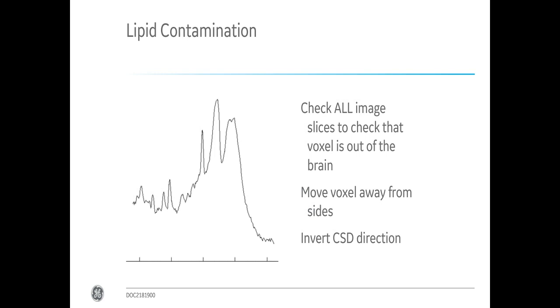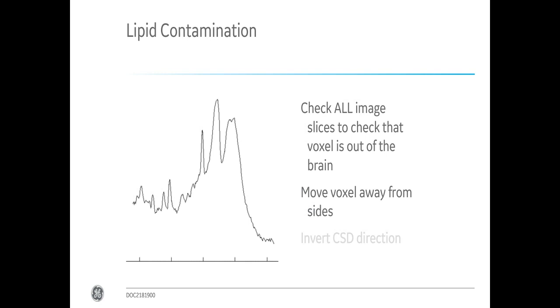There are some ways to then move the voxel slightly away from the skull. I'll show you an example. On some scanner platforms, you could also invert what we call the chemical shift displacement direction. I don't want to go into too much detail about that. If you have a scanner from a vendor that has this option, you could invert it and then get a little closer to the skull. On the GE platform, we don't have that option that easily. It's more on the research platform where it works.